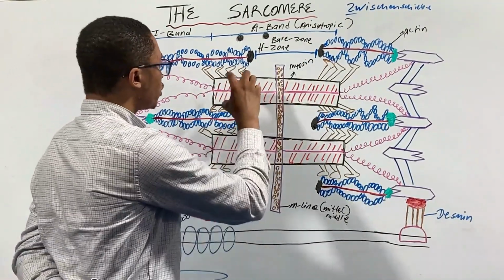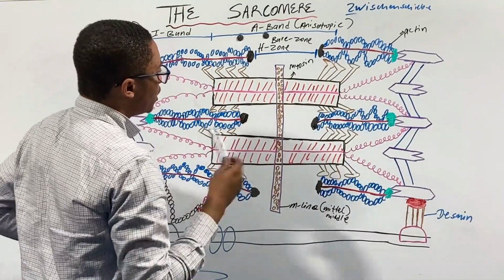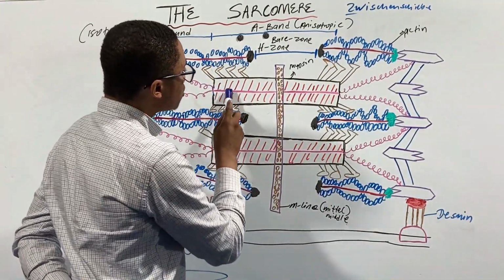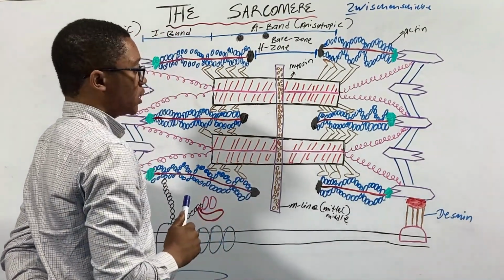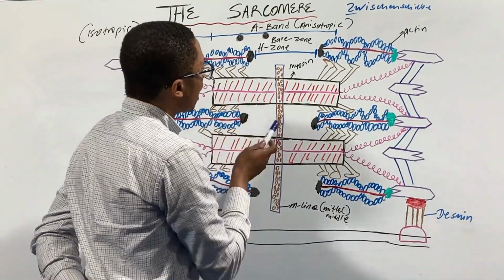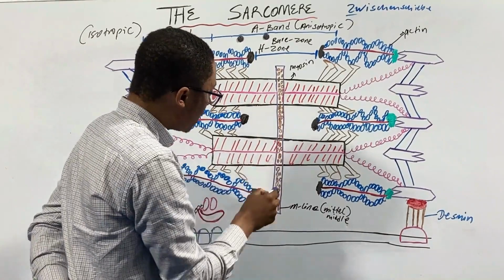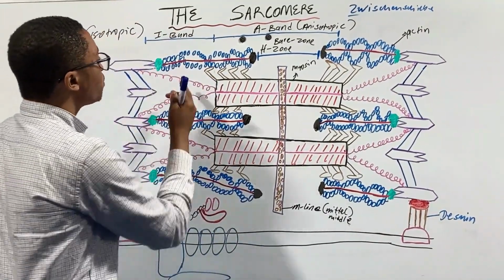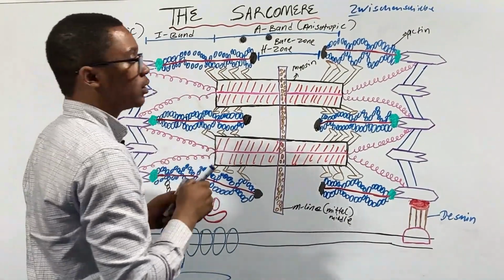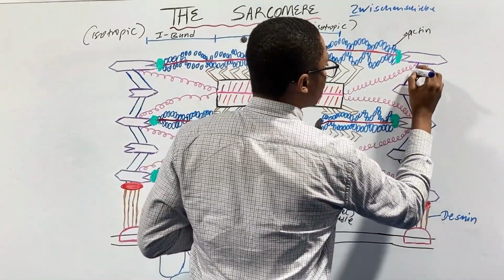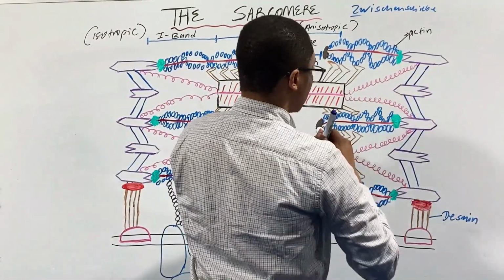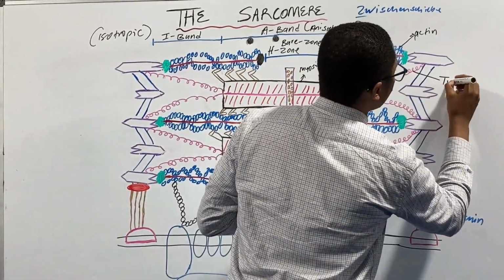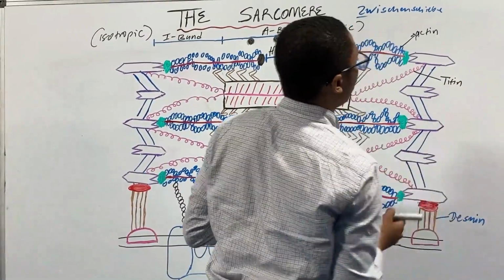Looking closely at the myosin, we find that there is a cytoskeletal protein running through this myosin, attaching to the M line, and it's coming off here. This protein here is known as titin. Okay, it's known as what? Titin.